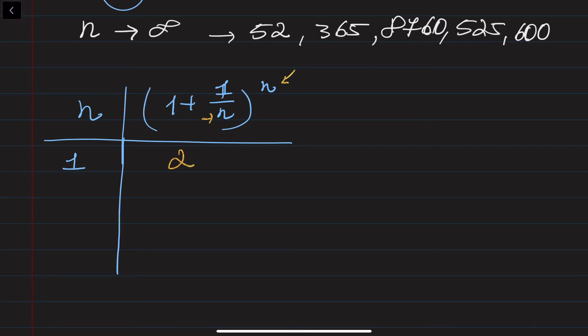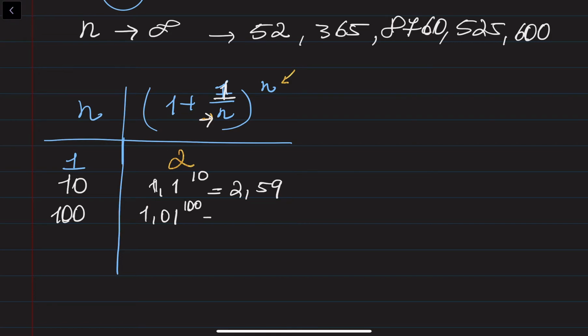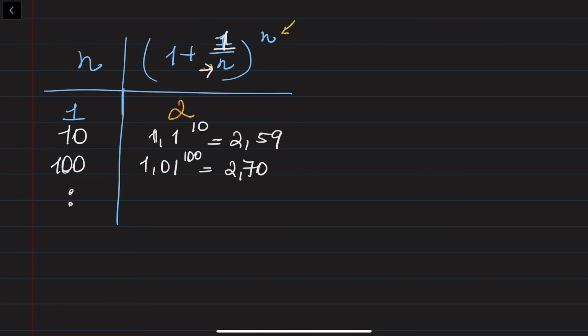Now let's assume that n is equal to 10. In this case, I substitute 10 here. It's going to be 1.1 to the power of 10, which is roughly equal to 2.59. What if n is equal to 100? It's going to be 1.01, because 1 divided by 100 is 0.01, and if I add this to 1, it's 1.01. This to the power of 100 is going to give me 2.70.